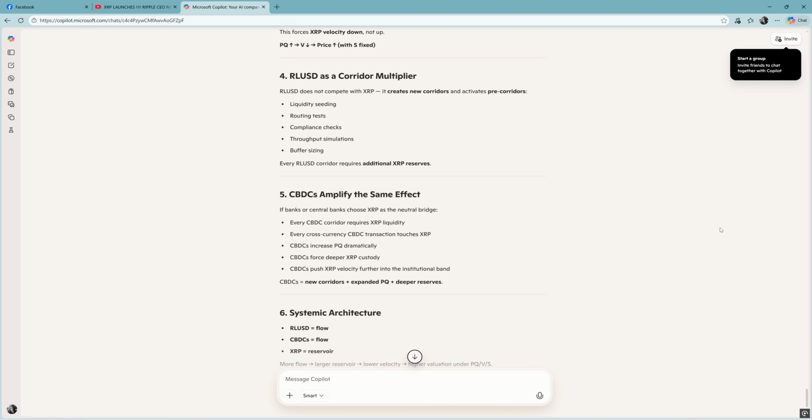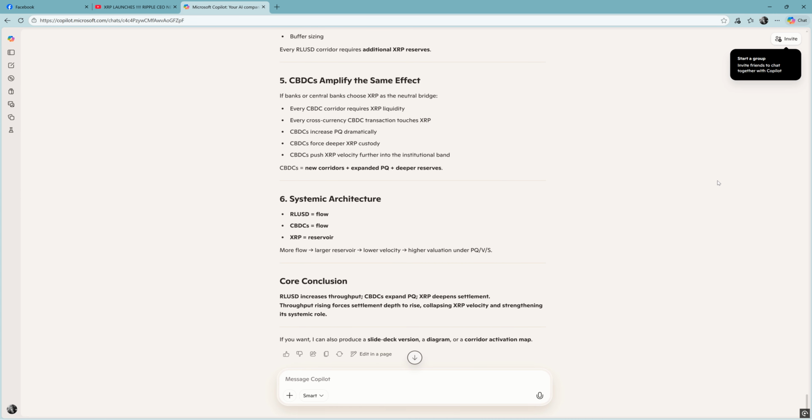If banks or central banks choose XRP as the neutral bridge, as we know they will, every CBDC corridor requires XRP liquidity. Every cross-currency CBDC transaction touches XRP. It changes from one currency to the other one. CBDCs increase PQ dramatically. CBDCs force deeper XRP custody, and CBDCs push XRP velocity further into the institutional band, decreasing the velocity. So CBDCs equal new corridors, expanded PQ, and deeper reserves of XRP.